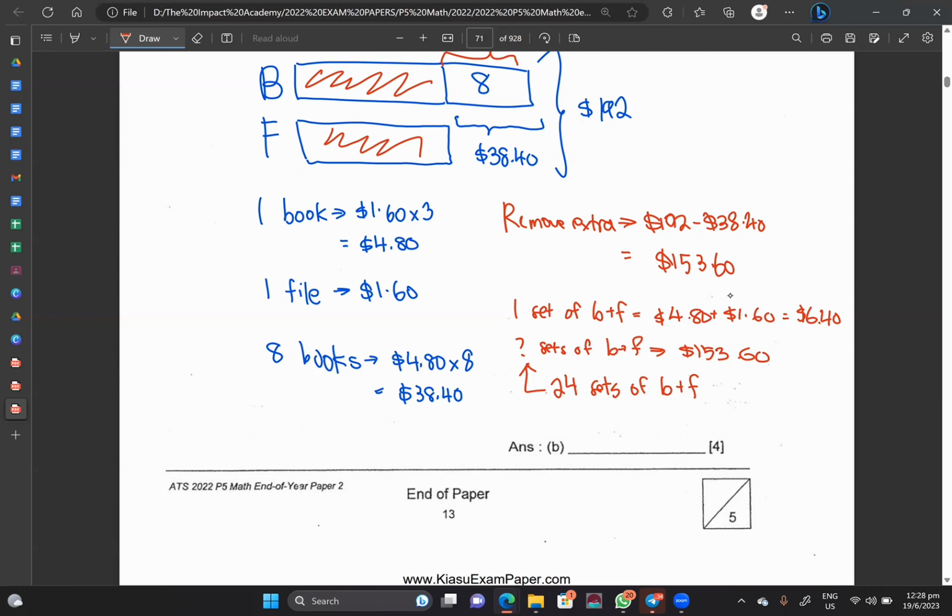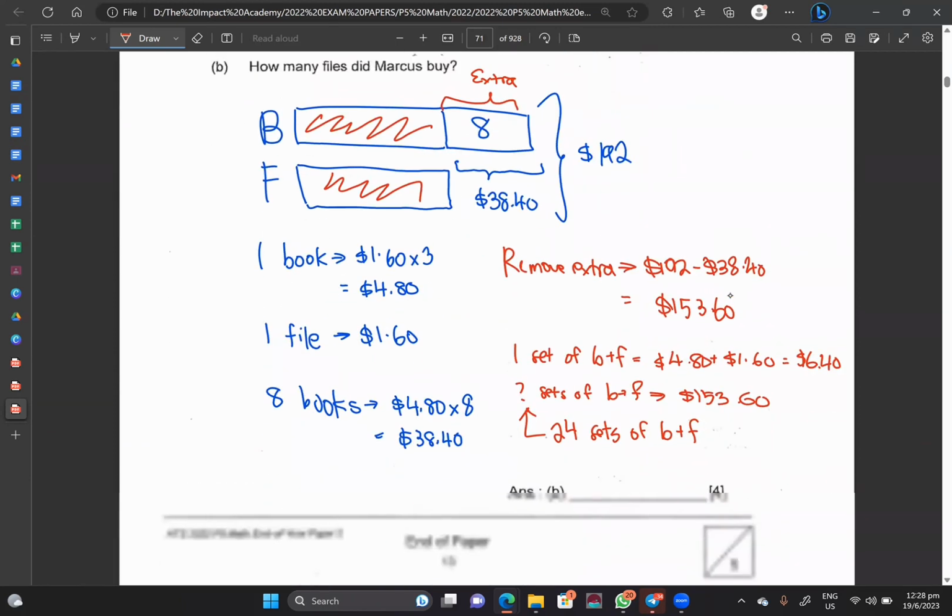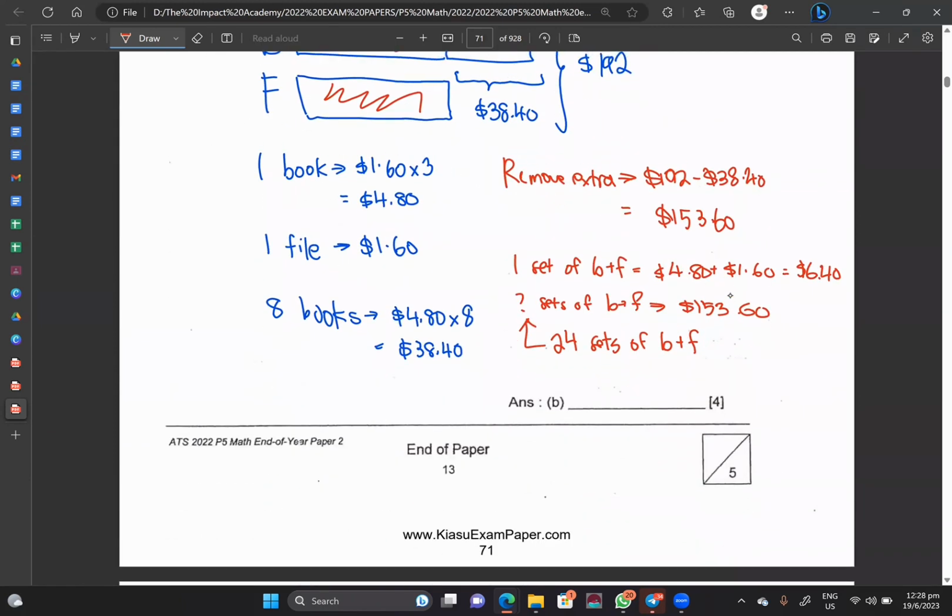Now, is the question asking us for books or files? The question is asking us for files. In one set I get one file and one book. In 24 sets, I will have 24 books and 24 files. And therefore, the answer for this question has to be 24 files.